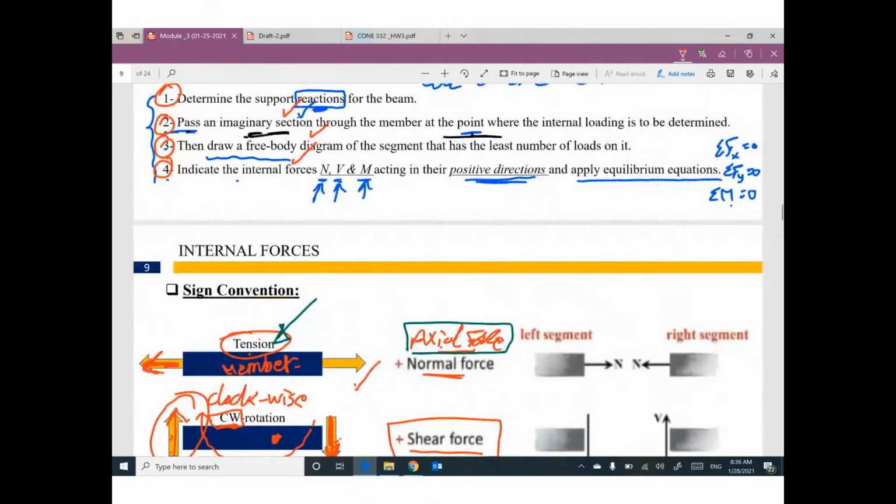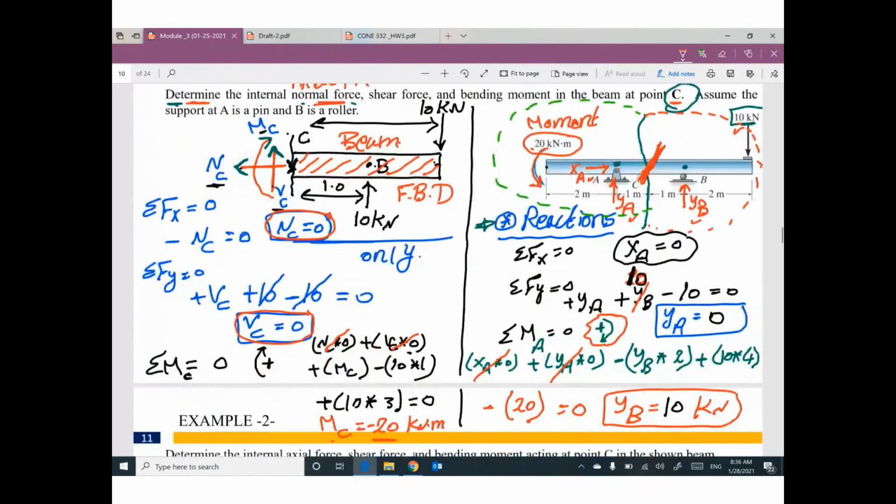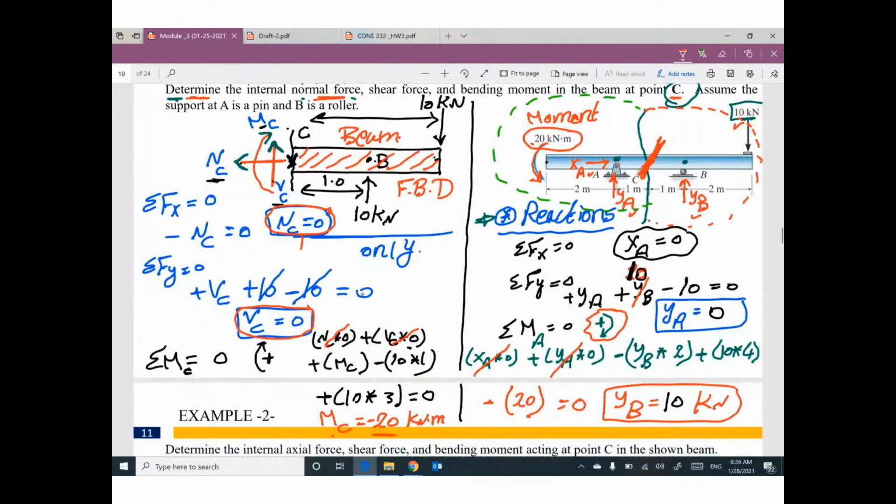Then you need to assume the normal, shear, and moment, N, V, and M, in the positive direction. For normal, to make tension. For shear, to make rotation clockwise. For moment, to make the member smile. Then, finally, you need to apply the equilibrium equation one more time to get your internal forces.